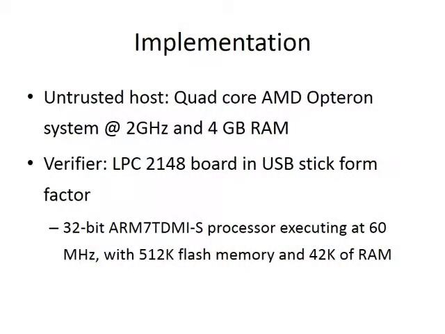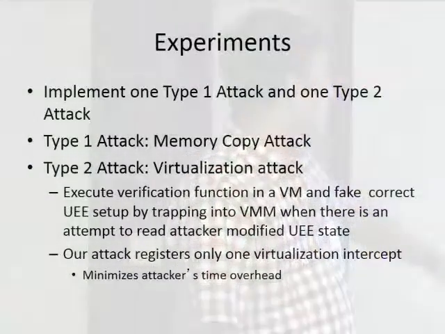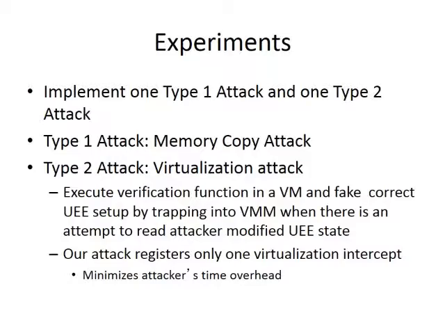Right? Implementation. So the prototype was implemented on an AMD system. The verifier is pretty much an ARM processor in a USB stick form factor. And we implemented one type 1 attack and one type 2 attack. The type 2 attack is essentially a virtualization based attack. And the reason for this is that a lot of people were extremely skeptical that hardware virtualization would simply defeat the technique. So we said, let's just implement it and see what happens.